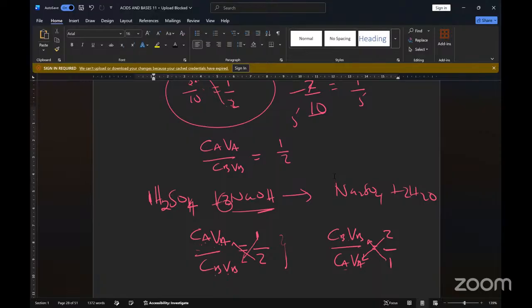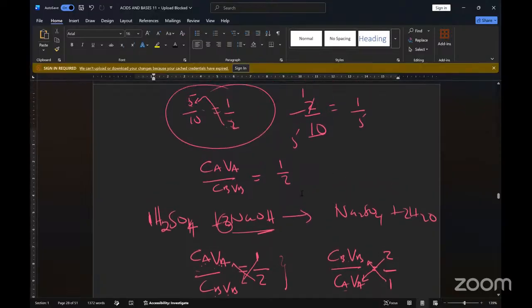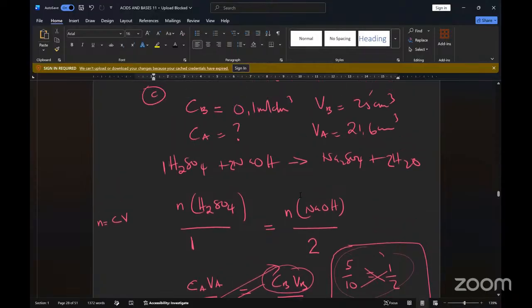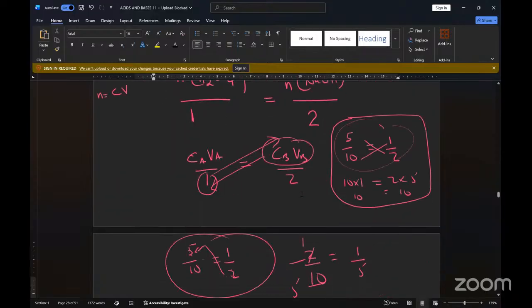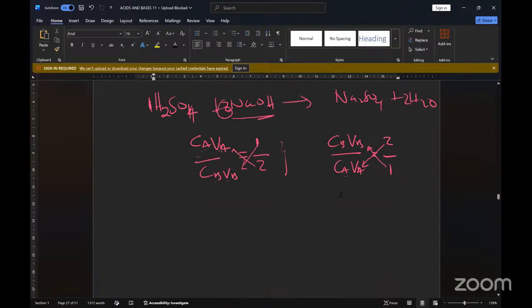Okay, so just have this in mind that going forward, we can always write it like this, instead of going through this whole process of number of moles and change. We can just say CAVA divided by CBVB, then you take the coefficient in front of it, with the numerator corresponding to the acid. If the acid is the numerator and the base the denominator, we write it like that.